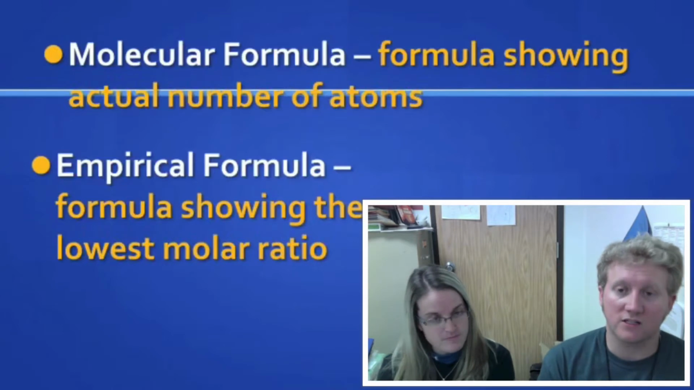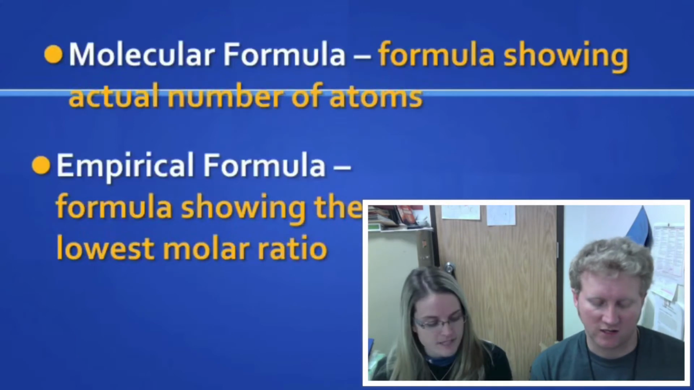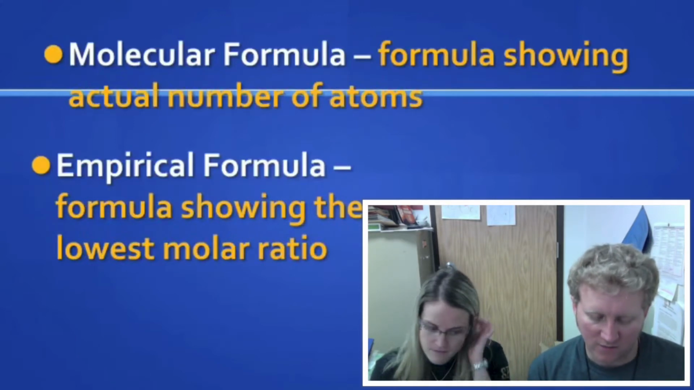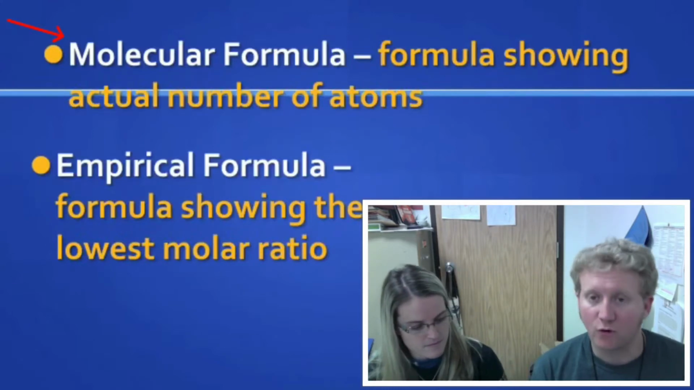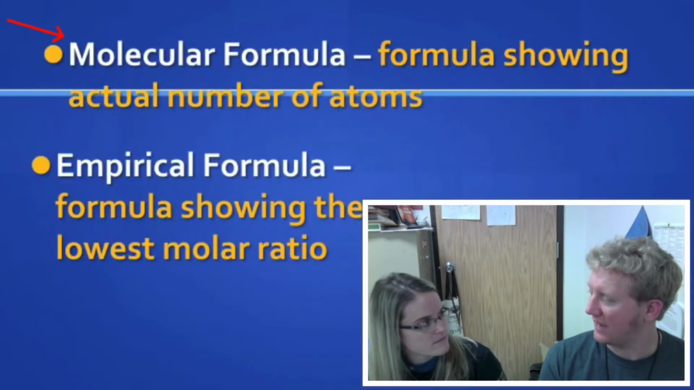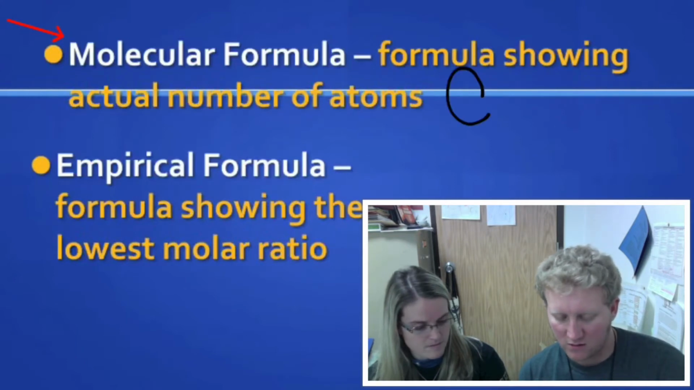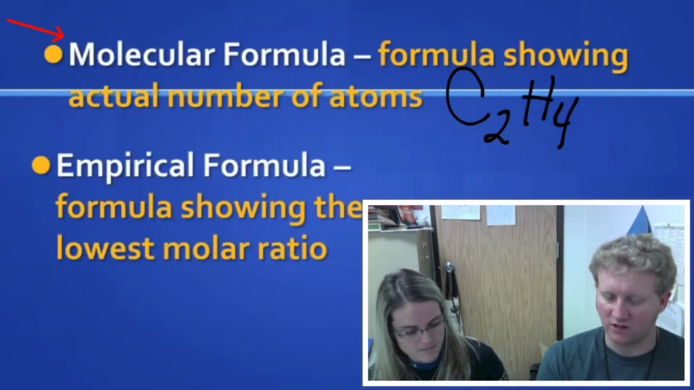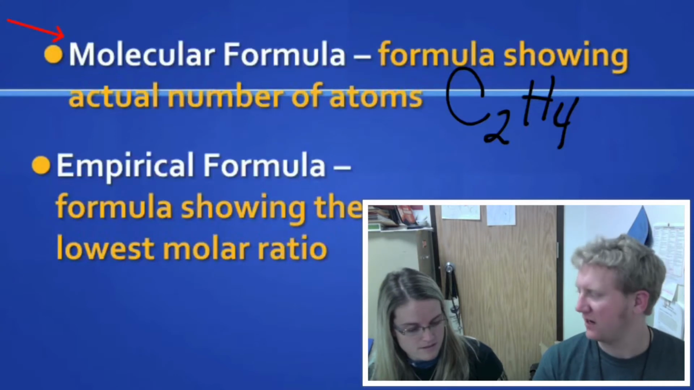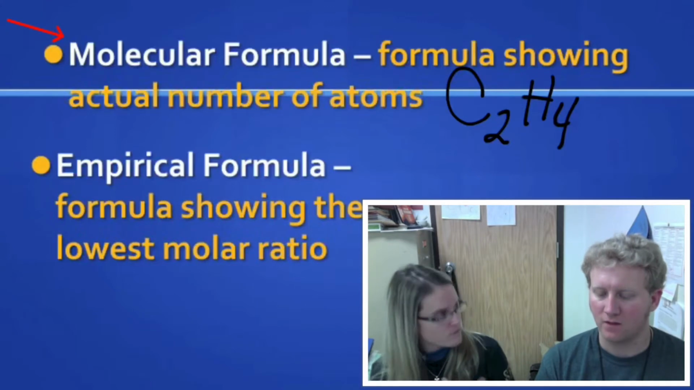So we're going to go ahead. Let's start out by defining what empirical and molecular formulas are. If we take a look, the molecular formula of something is the formula that shows the actual number of atoms. So like some of the things that we're going to be looking at in a little bit, if we've got something like that, that would be the molecular formula because that is actually how many carbon atoms and how many hydrogen atoms we have in that substance. So if I could look at it, I would see 2 carbons and 4 H's.